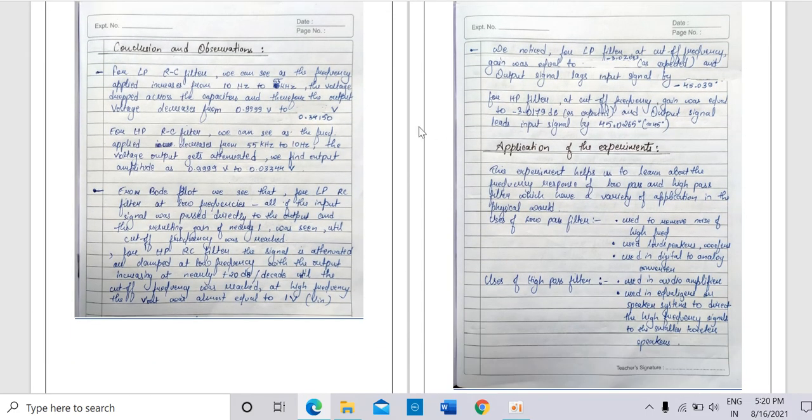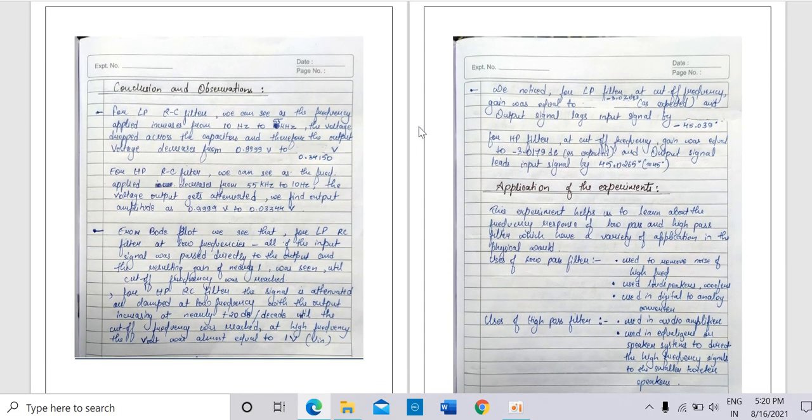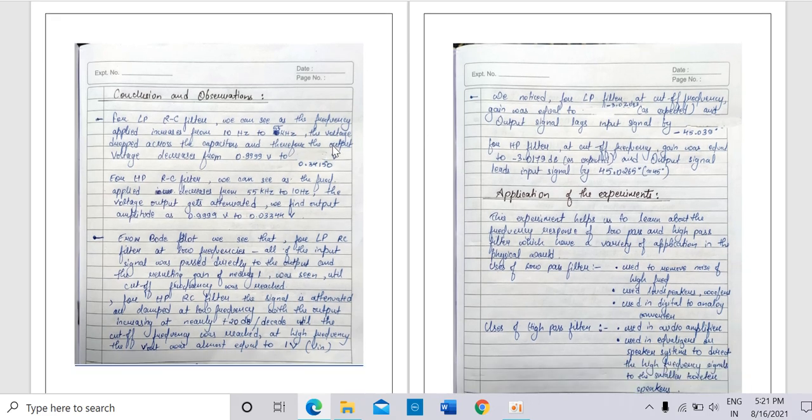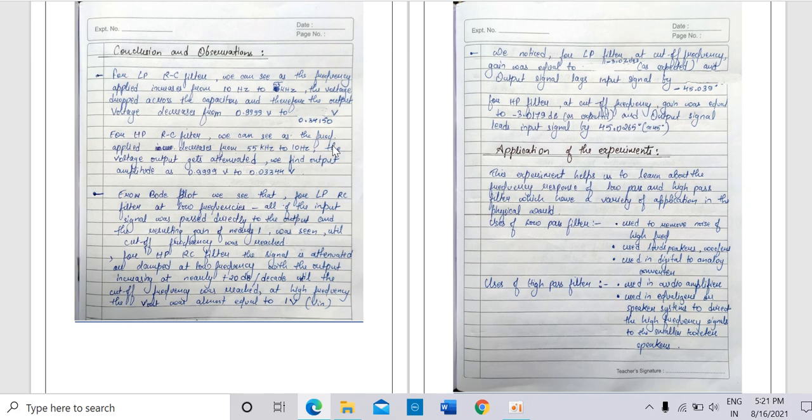In the offline setup, we would have calculated phase in a different way. We would note the values from the CRO, and then we would have to calculate the phase. That would require time. But in this LTspice software, our work becomes a little bit easier. So I have drawn some conclusions here.